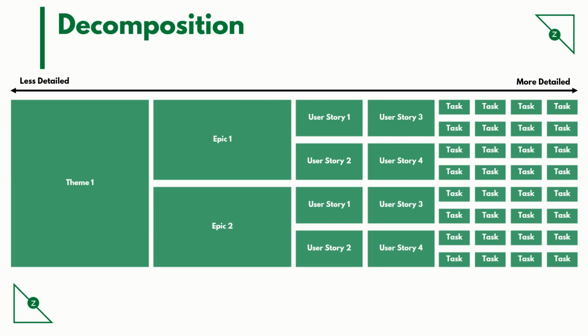When it comes to estimation, themes and epics are estimated in terms of t-shirt sizes. Every organization or team has their own mapping for every t-shirt size. User stories are estimated in story points, and the tasks are the most granular, estimated in hours.